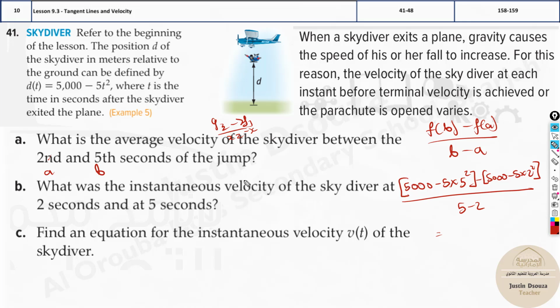What was the instantaneous velocity of the skydiver at second 2 and at fifth second? Now, what is instantaneous velocity? It's basically the derivative of this. This is the position. D of t means what? Distance or position, right? Derive this, you will get the velocity. Now over here you might be thinking, okay, this was distance. We did this and how did we get velocity? Now what we did was we found slope, right? What is derivative exactly? Derivative, you must have known this by now, is basically the slope of the tangent line.